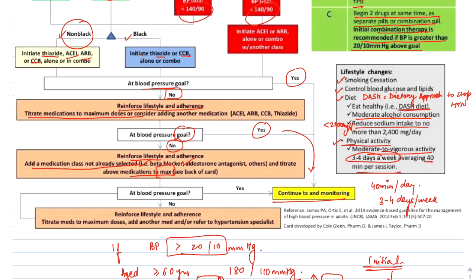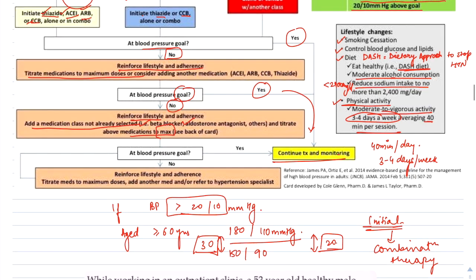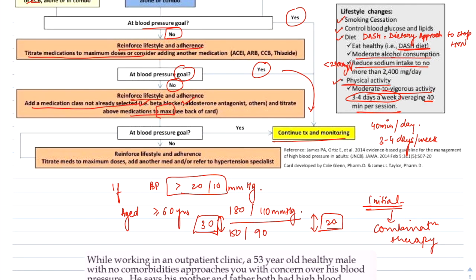Combination therapy. The best to add is a thiazide, ACE inhibitors, ARBs, or CCBs in combination. Always remember, do not add ACE inhibitors and ARBs together, others can be added.